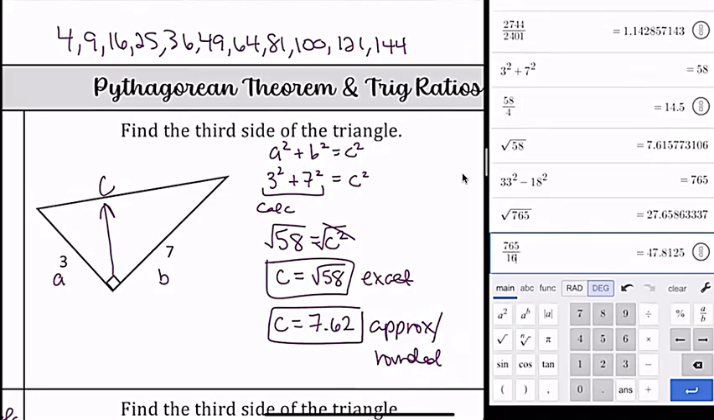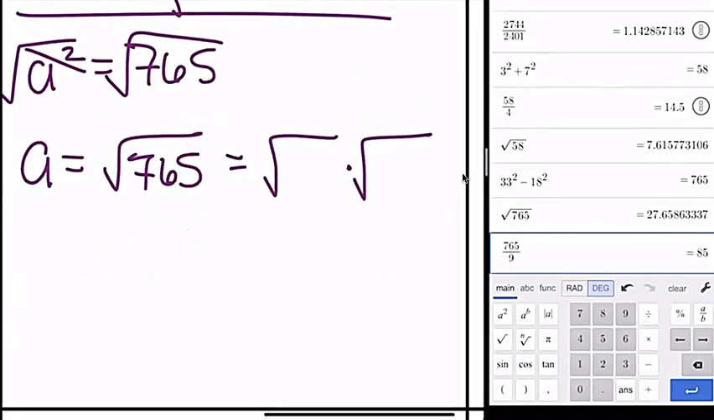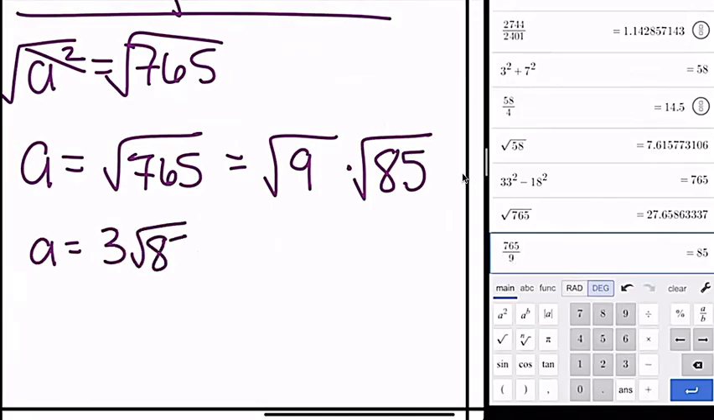We get close there. Oh, there we go. 9 times 85. Okay, and then the square root of 9 is 3. So 3 times the square root of 85 should be our final answer.